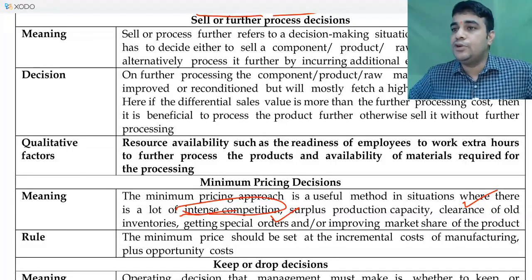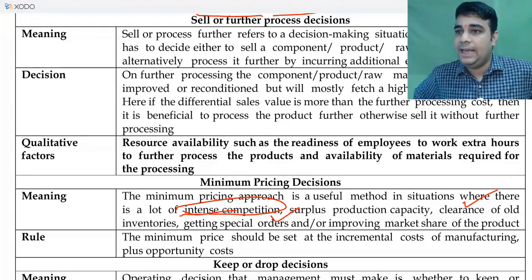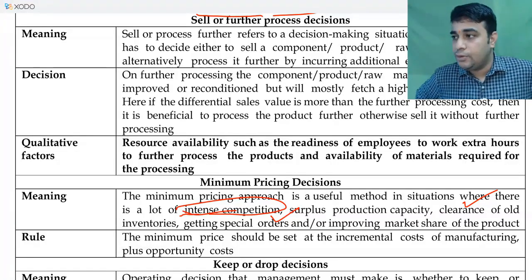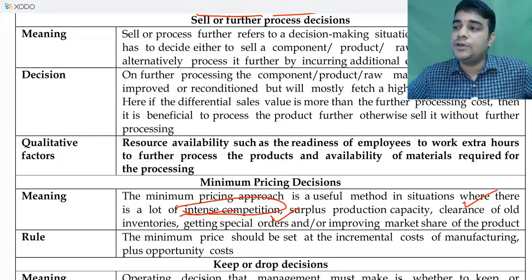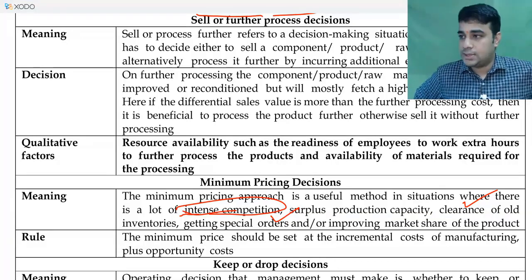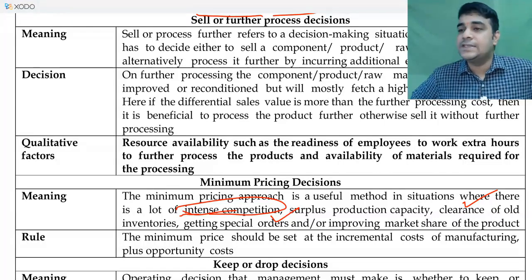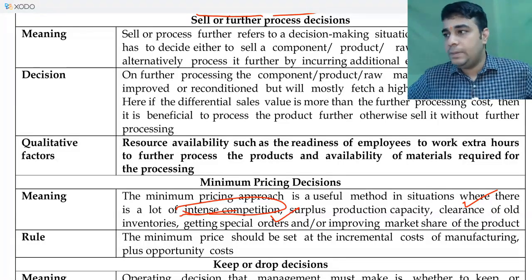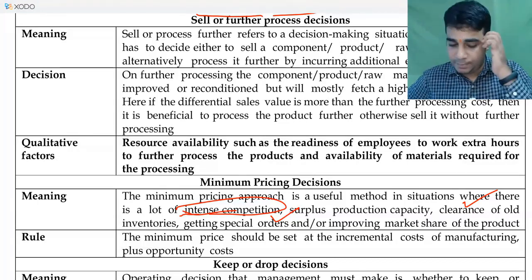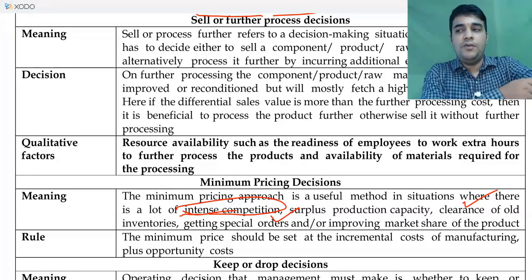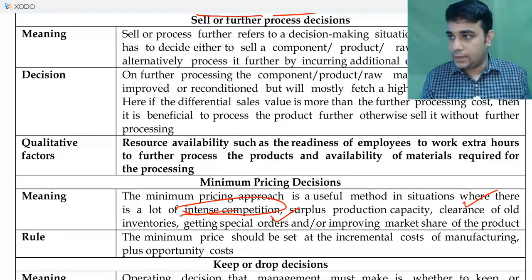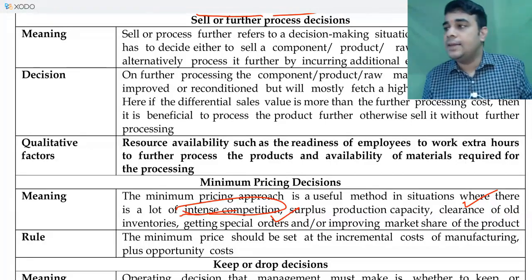Sometimes you may decide to drop a department because you are planning to outsource their work to outside. Sometimes you may decide to drop a full product. Mostly the discussion could be in line with product dropping, but there could also be a discussion on dropping a department. So when you are dropping a product, your costs are going to come down. There are costs which you were incurring earlier, they are going to come down.